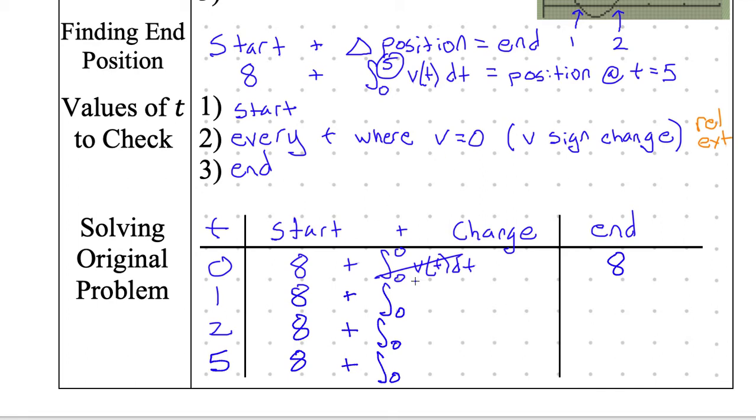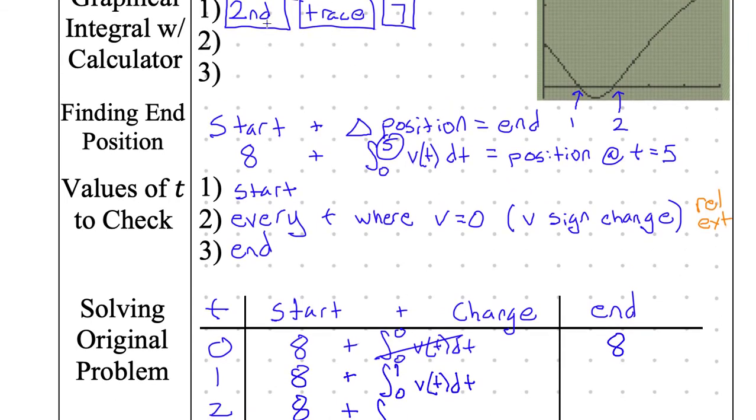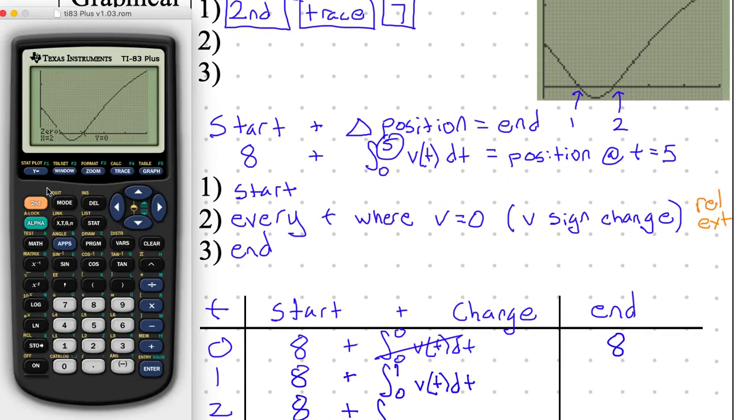Now is kind of going to be the tricky bit. From 0 to 1 of velocity of t with respect to t, v(t) dt. How do we calculate that? Using our calculators. Let's pull up our calculators now. We're doing these steps, so we're going to do second trace 7. I'm calculating this integral down here, 7.